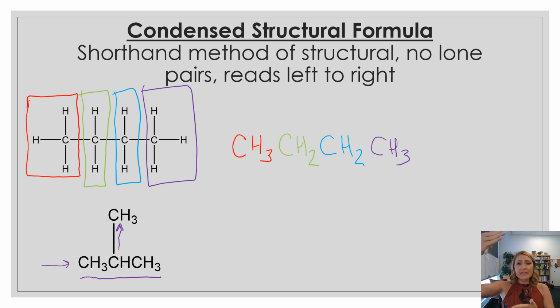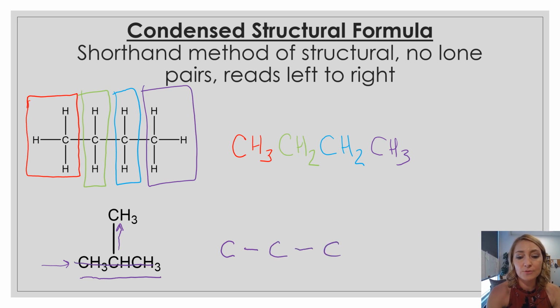So I have a branch coming off of that, and it would be appropriate to show the bond line between those carbons saying, hey, this isn't part of a single chain, this is coming off of it. So if I were to expand this, I always like to start with my longest chain right here. I have 3 carbons connected to each other and 1 carbon coming off.